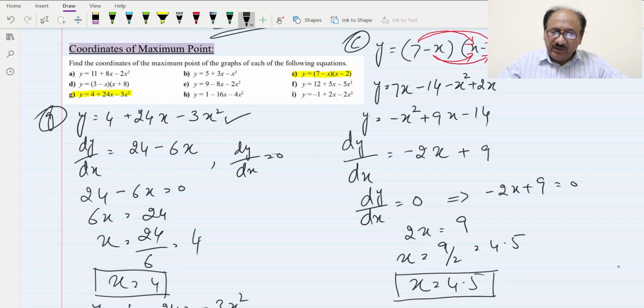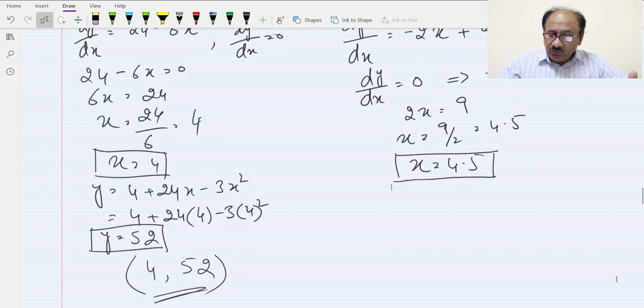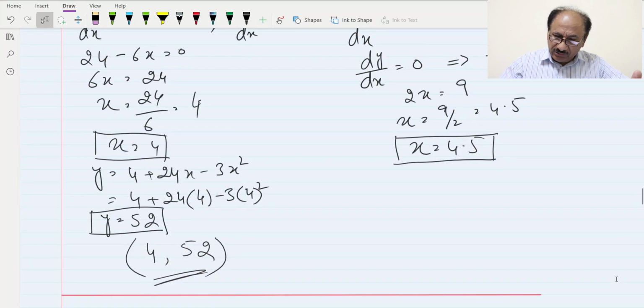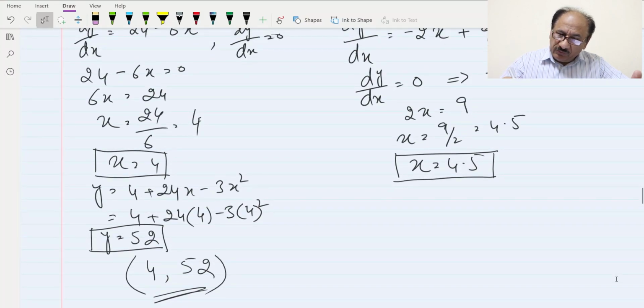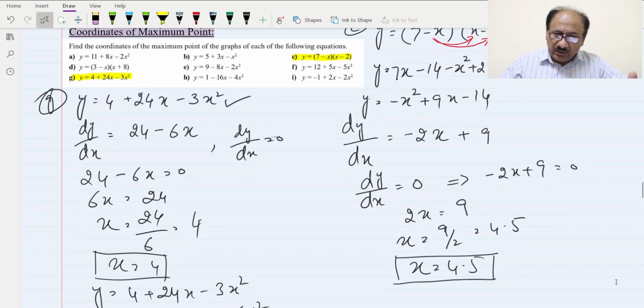Now, after finding the x value, you know we have done a lot of questions, so you know what we have to do. We have to replace this value in the original equation. And what is the original equation? This is our original equation. We can take this as the original equation, this one, not this one, this is the arranged one, or we can even take the question 7 minus x into x minus 2.